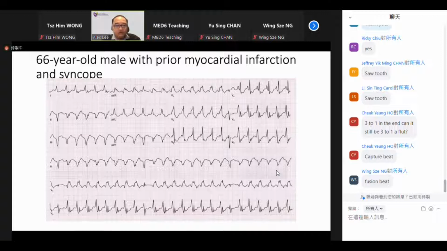Ho Chuck Young, you mentioned capture beats. Can you explain what a capture beat is? Is it a normal sinus beat that happens in between the VT?